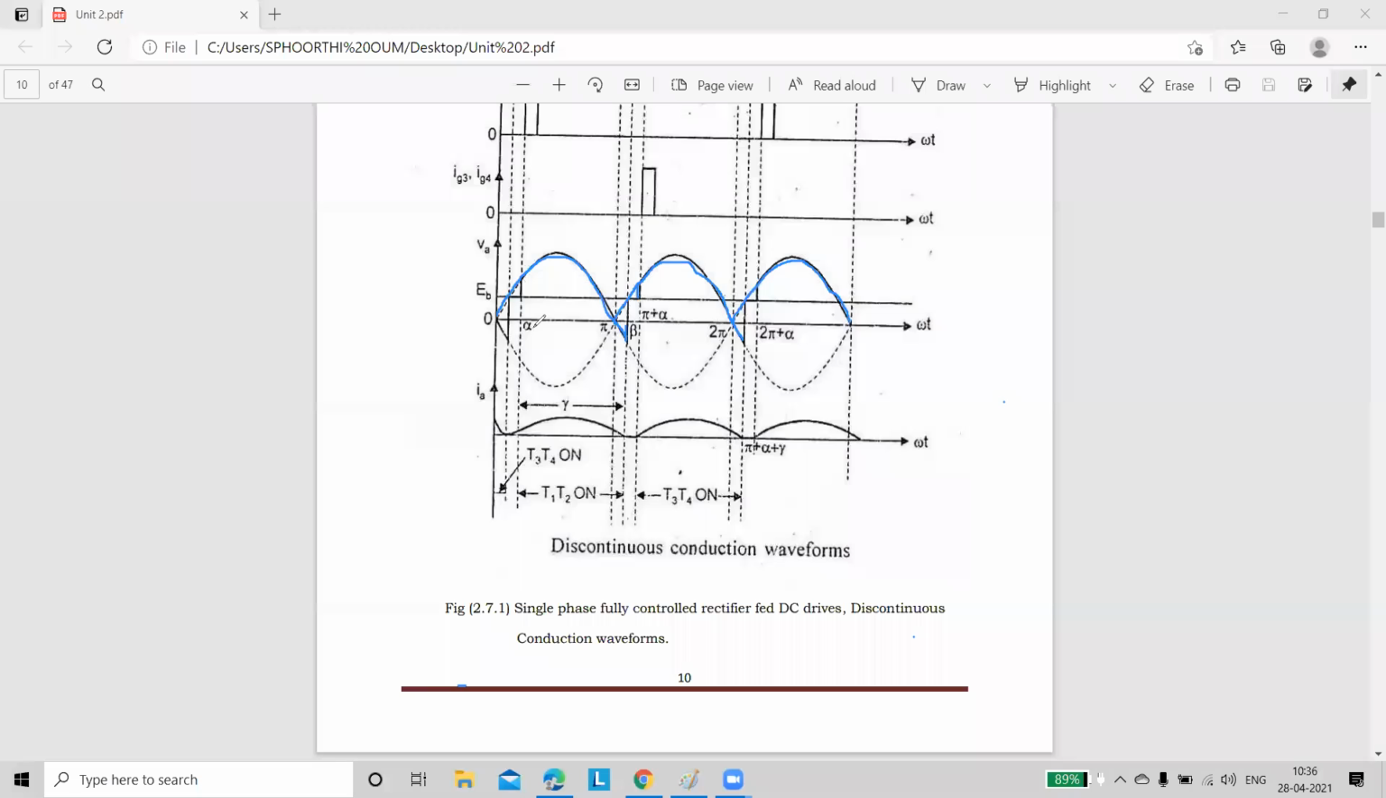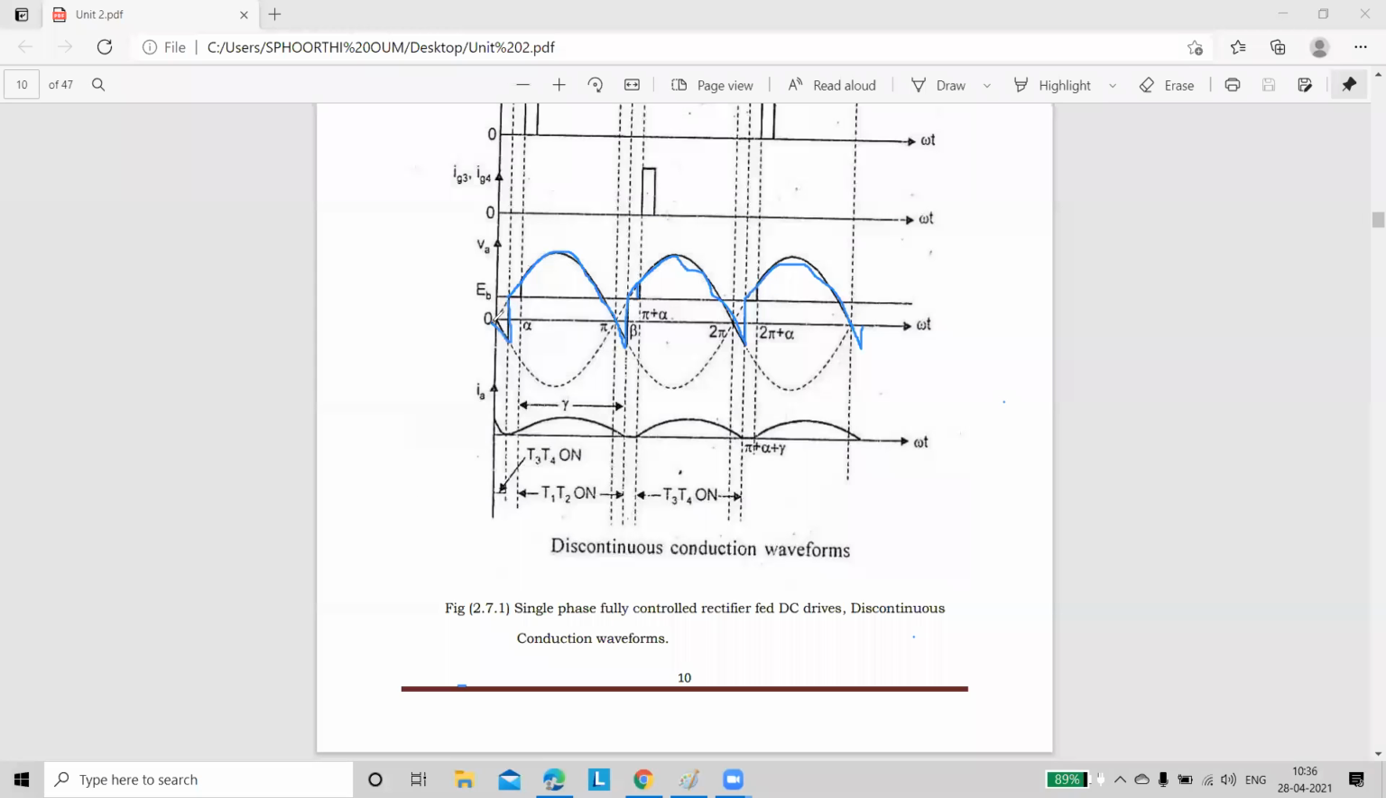That is, we are taking the firing angle exactly equal to the extinction angle. Then think it once and tell me how the waveform is going to be. Our firing angle alpha is exactly equal to the extinction angle. Can you guess the overlap? Exactly, you are getting the voltage like this. Sorry, a small disturbance. Is it clear?